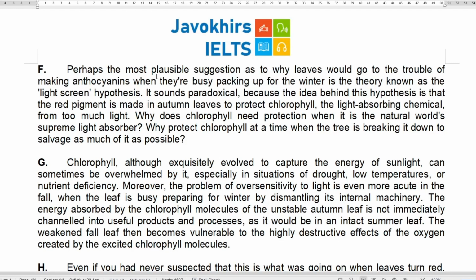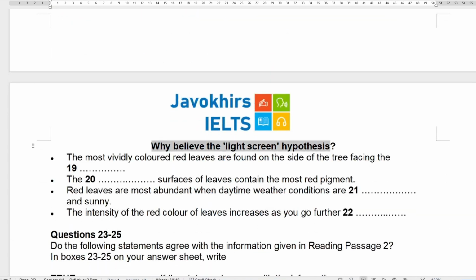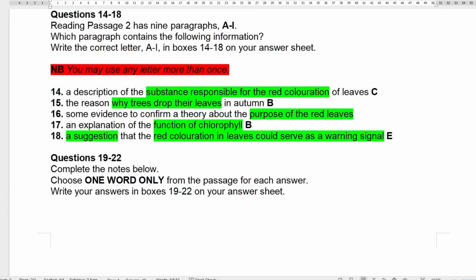Okay, we have: perhaps the most plausible suggestion as to why leaves would go to trouble of making anthocyanins when they're busy packing up for the winter is the theory known as the light screen hypothesis. Okay, we have that light screen hypothesis. Make sure, because we also want to find the answers for these as well. But however, I'm not going to be answering them just yet. I want to go one after another.